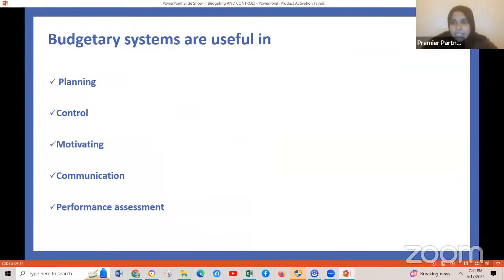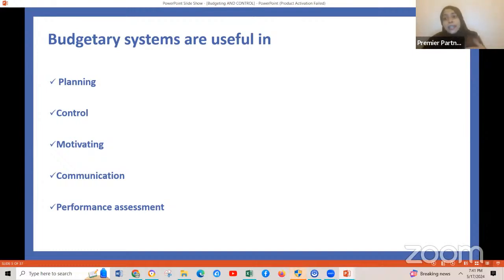So with budgetary systems, when you're setting a budget, it's useful for your planning because you're deciding what you want to achieve. The budget is like a target you want to achieve as well. And it is also a control measure. Why? Because your budgeted data can be compared with your actual results, and you can see how well you did, where you went wrong, and where you went right.